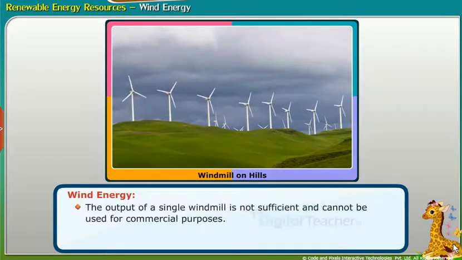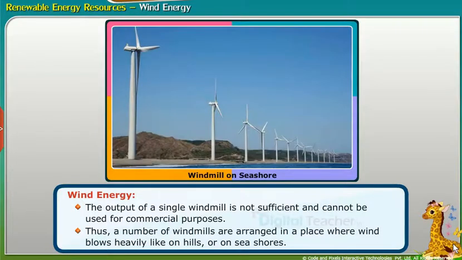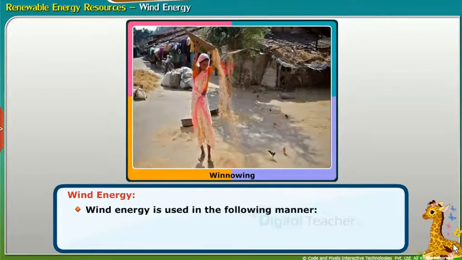The output of a single windmill is not sufficient and cannot be used for commercial purposes. Thus, a number of windmills are arranged in a place where wind blows heavily, like on hills or on seashores. Wind energy is used in the following manner.